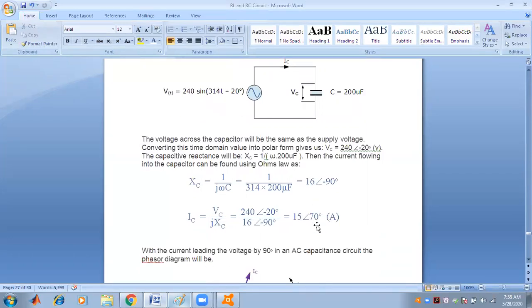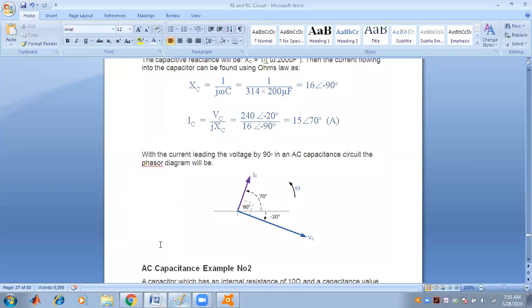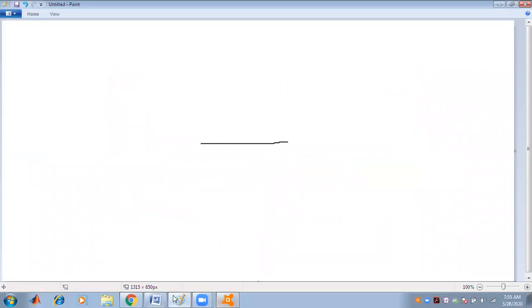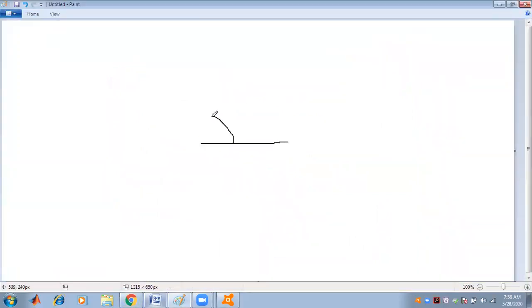So what is the value of IC? IC equal to VC by jXC. So 240 by 16 angle minus 20, divided by minus 90. Dividing 240 by 16 we get 15, and minus 20 plus 90 gives a 70 degree angle. So this is the resultant phasor diagram. Taking this as a reference, the current is leading by an angle of 70 degree positive and the voltage is at minus 20 degree. So the difference between them is 90 degree. Draw a 70 degree angle from here and draw the current.